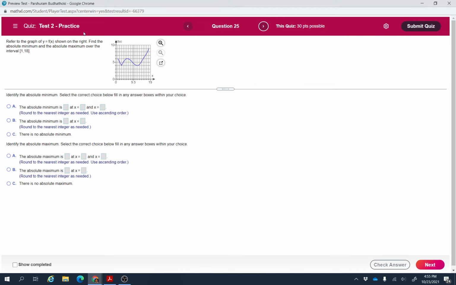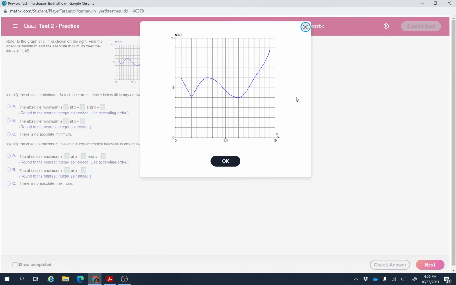So problem 25, by looking at the graph, we need to find the absolute minimum value. Absolute minimum means it's the smallest value. As you can see, there are 2 points. Where are they?